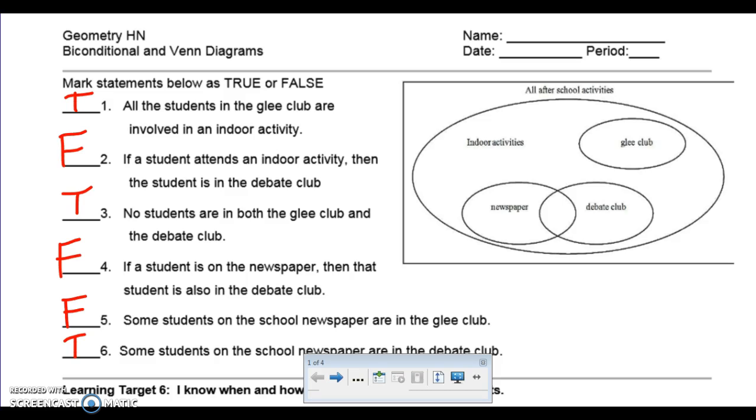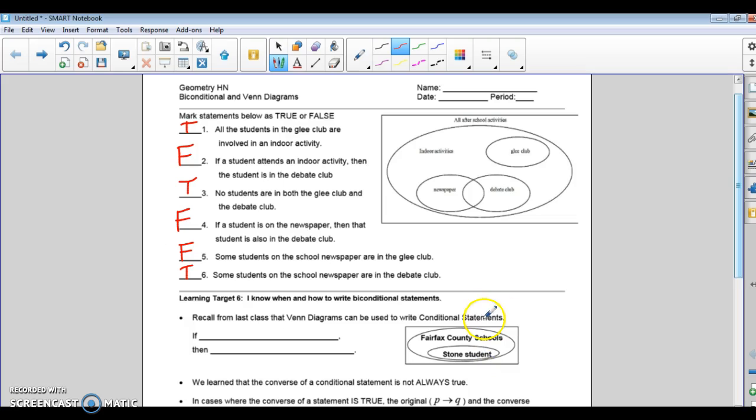Okay, so these are the answers. Did you guys have the same answers as I did? Excellent. Before we move on, I just want to point out one thing.